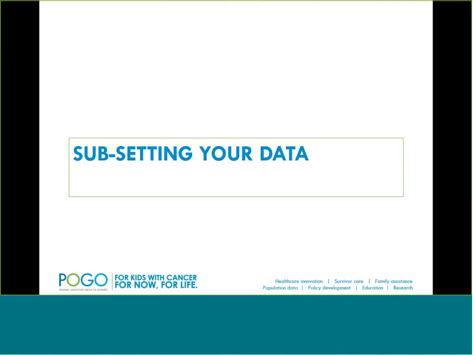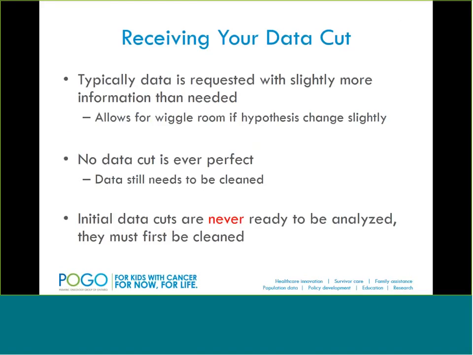So let's dive into how we first start off cleaning our data. I like to start off by subsetting the data. So we initially receive our data cut. Most researchers are guilty of this, where we like to request slightly more data than what's actually needed. This gives us a little bit more wiggle room, in case our hypothesis changes slightly. A little bit more data is better than not enough. But no data cut's ever really perfect. The data still needs to be cleaned. When we initially receive our data cut, it's never ready to be analyzed right away. It first needs to be cleaned.